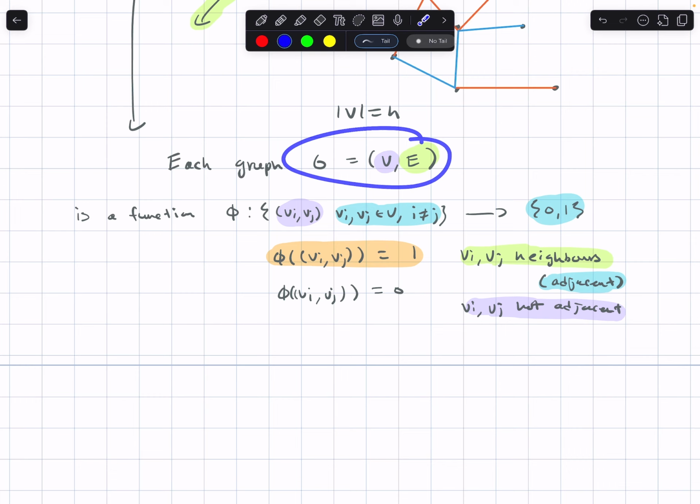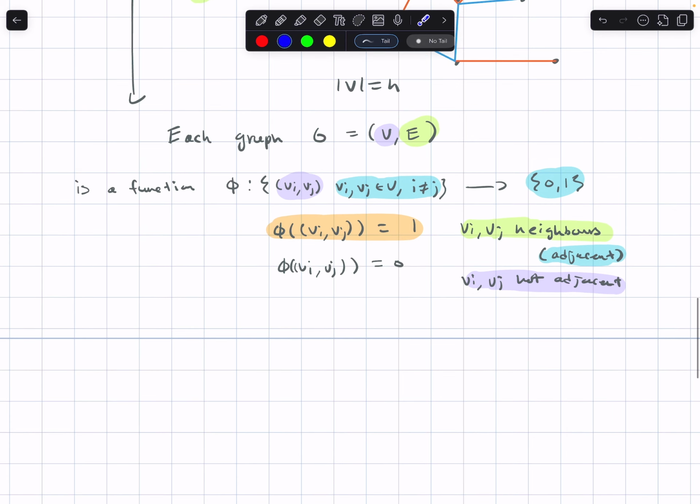Every graph, you just look at the pairs of vertices, and if they're connected, then you define phi of (V_i, V_j) to be 1. If they're not adjacent, I should stop saying connected, because connectedness is a property of graphs, if they're not adjacent to one another, they're not neighbors, then we define phi of (V_i, V_j) to be equal to 0. And so every graph will give you a function phi from the set of pairs of distinct vertices to {0, 1}, and in the same way every one of these functions will define a graph.